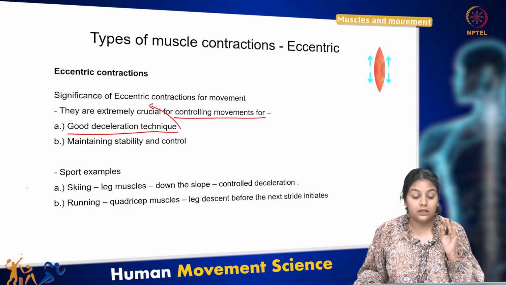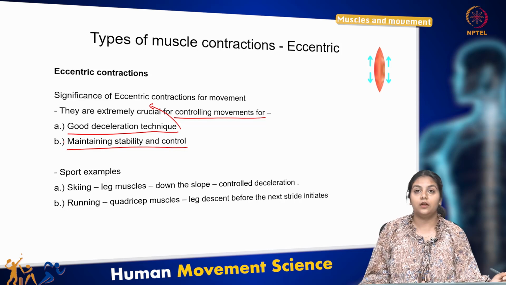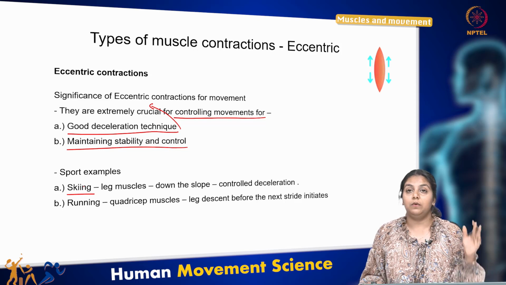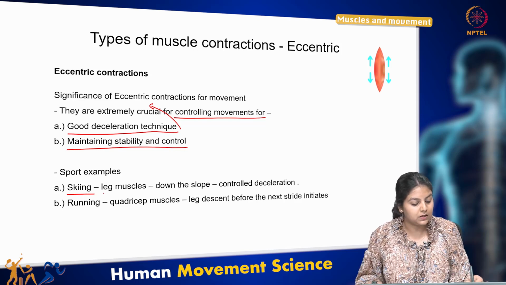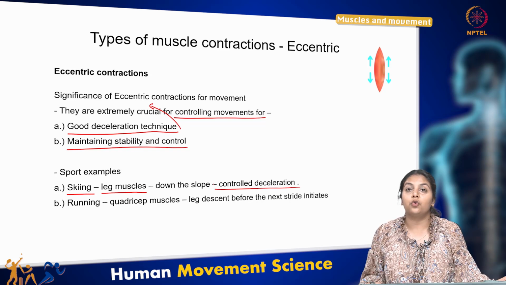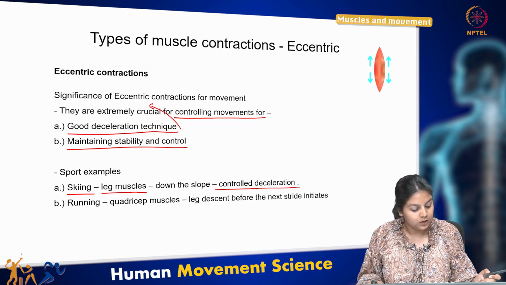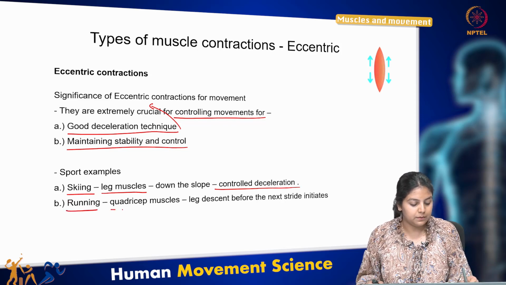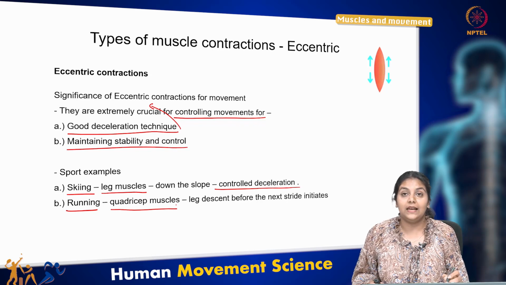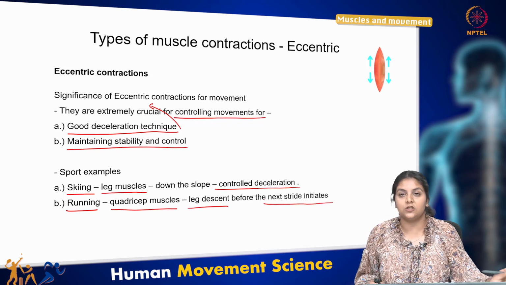They are also quite key to maintain stability and control. Let's look at a few sport examples. During skiing, when you're skiing down the slope, the leg muscles are responsible for controlled deceleration, and they eccentrically contract to achieve that. During running, your quadricep muscles eccentrically contract during the leg descent phase, which happens before the next stride starts.